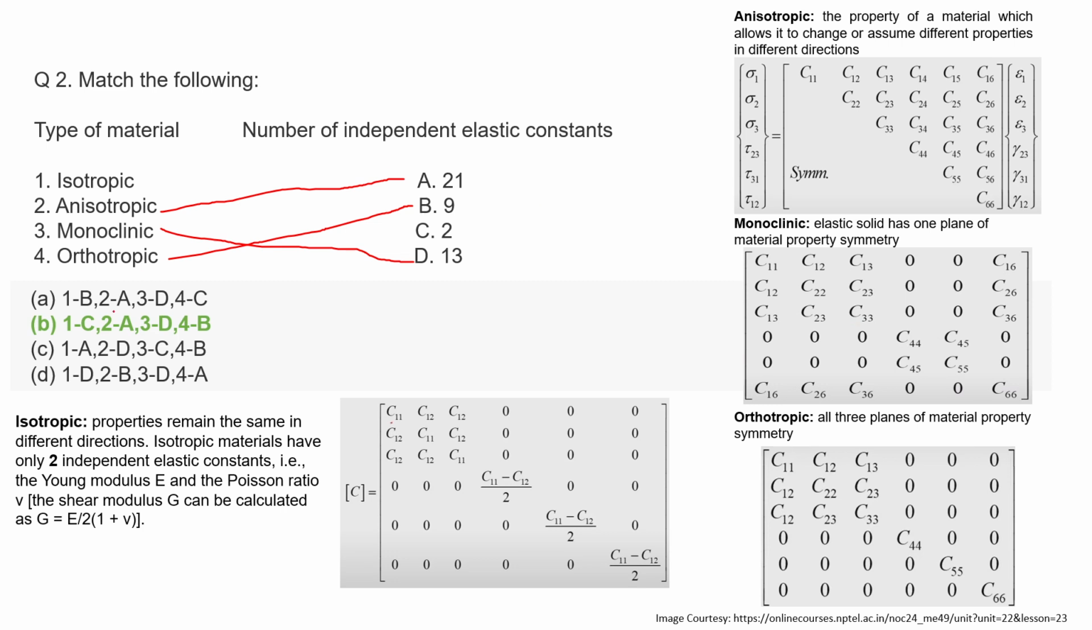And the last one is isotropic, where the properties are similar in all the directions. So here only 2 independent elastic constants are required, that is the Young's modulus and the Poisson ratio. So properties remain the same in different directions. The shear modulus has an equation which is related to the Young's modulus and Poisson ratio. So we can find all the 3 engineering constants that are required for finding out these independent elastic constants.